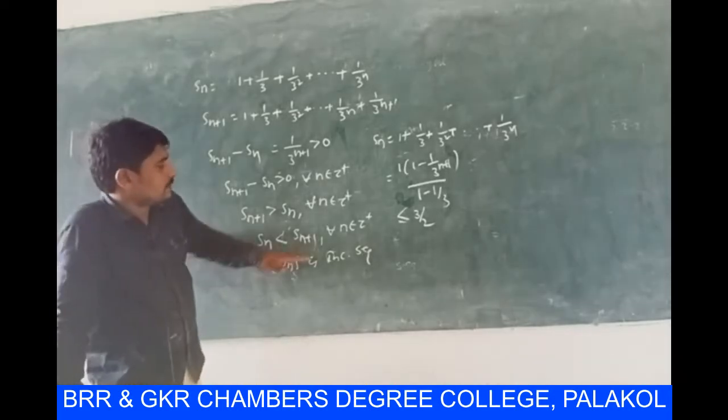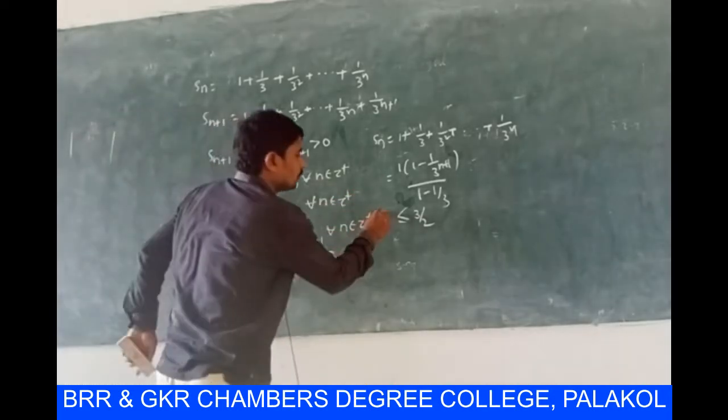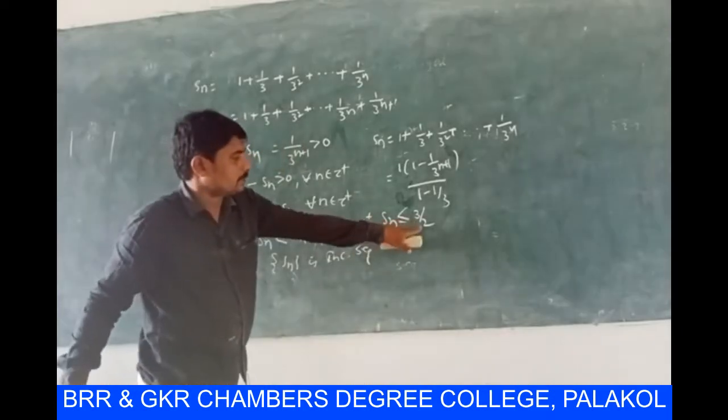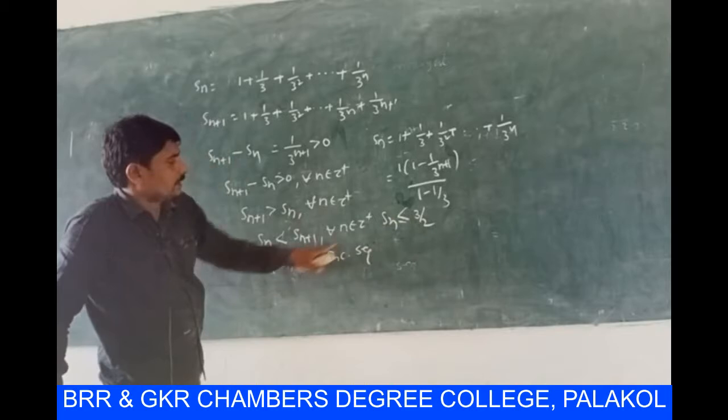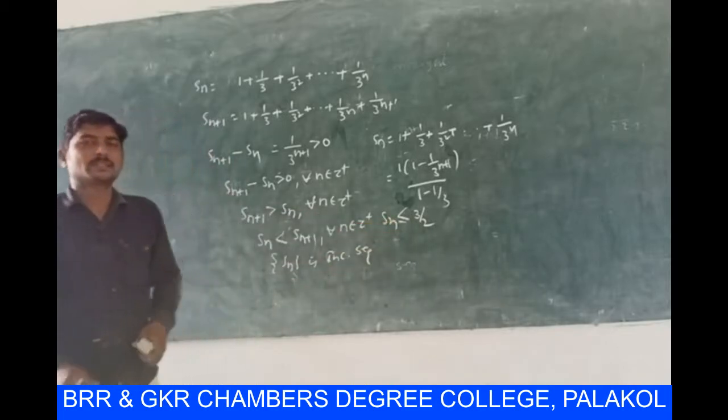The sequence is an increasing sequence and Sn is less than or equal to 3 by 2. 3 by 2 is an upper bound, so Sn is bounded above by 3 by 2. So the sequence is increasing and bounded above, and we say that the sequence is convergent.